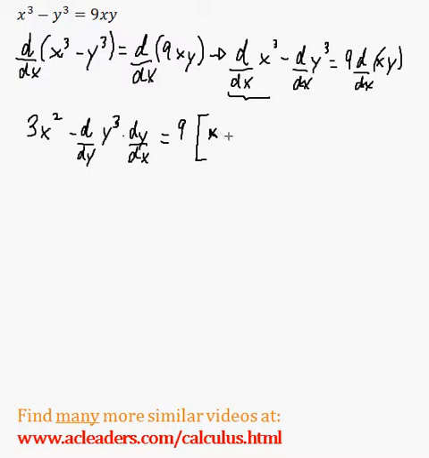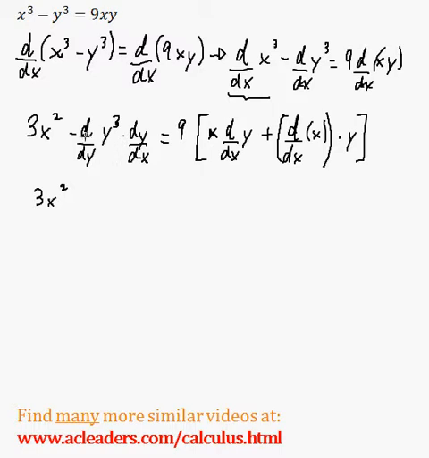So I can say x times d/dx of y plus d/dx of x, put brackets around here, times y. I should have used the square brackets and other brackets outside, but I guess you get the drift. So anyways, here we still have 3x squared. Now d/dy of y cubed is just going to be 3y squared, and the dy/dx stays right there.